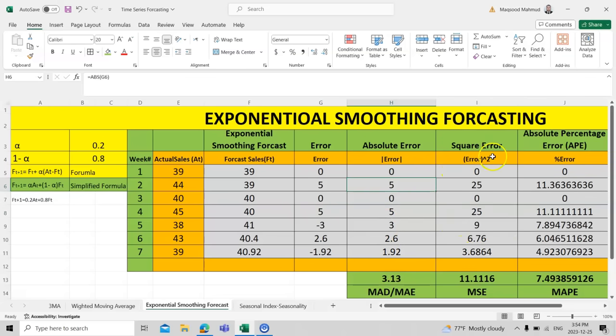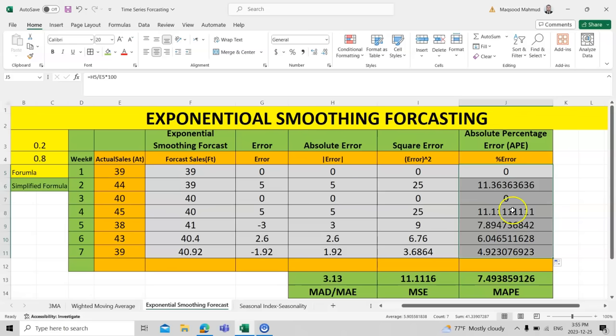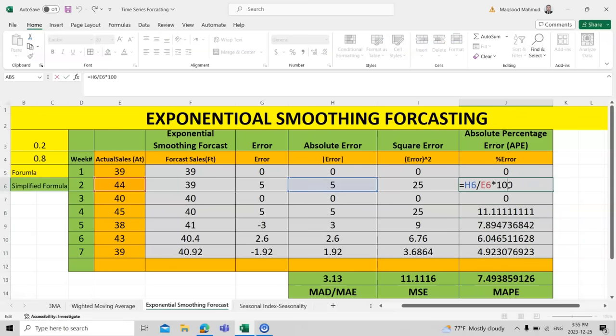The second method is to take the square of the value. You can apply the square function in Excel and get all the values, or you can use your calculator. For absolute percent error, APE, it is very simple: the absolute error divided by the actual sales, that is 80, and multiplied by 100. So this is our APE. Similarly, you just drag and drop and you will get all the values. This formula is applied everywhere, as you can see here.